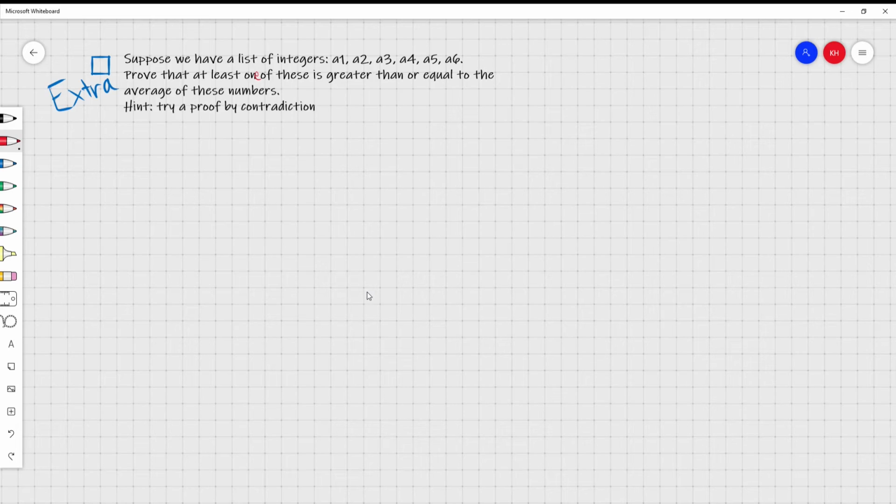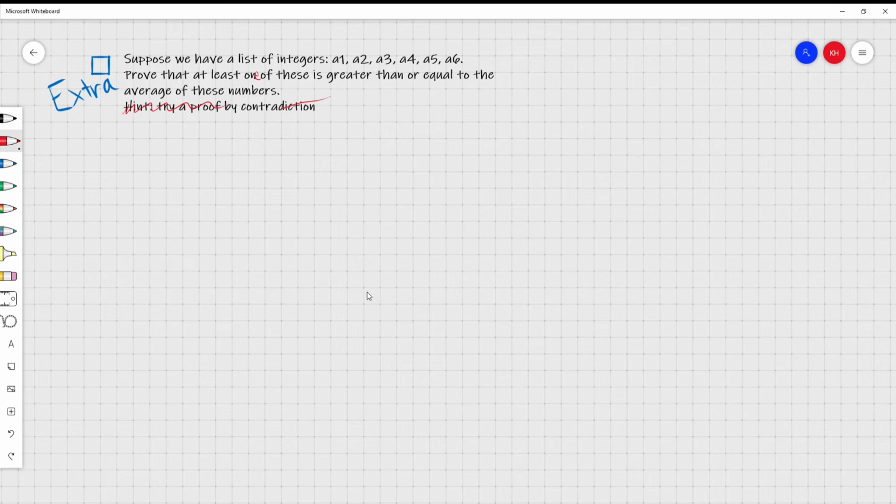If we ignore that hint for right now, and we just try to give a normal proof like we did before, we'll come to a roadblock right away because we can't assume what we're trying to prove. Like if we say that a1 is greater than or equal to the average, we're already wrong because we cannot assume what we're trying to prove, right? We're just trying to prove that one of them is greater than or equal to the average, so we can't just assume our conclusion right away.